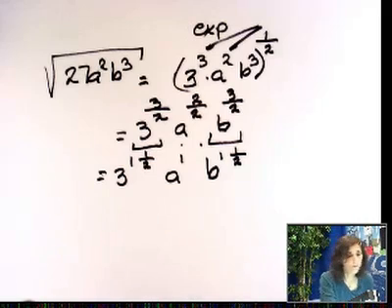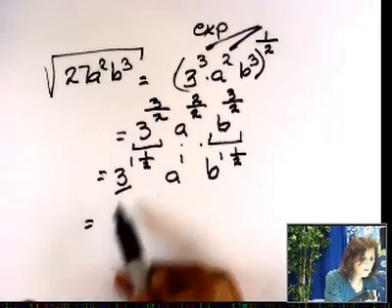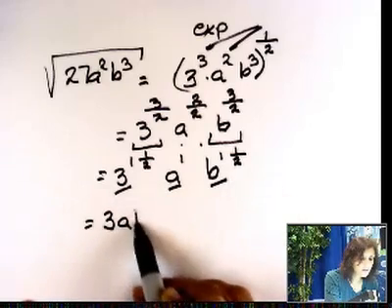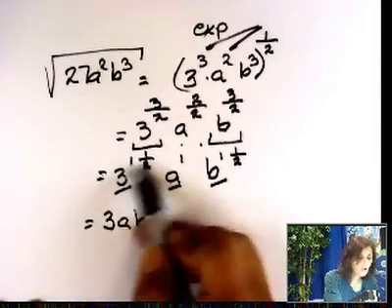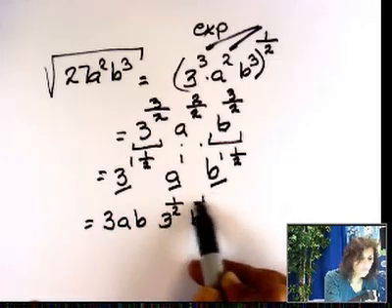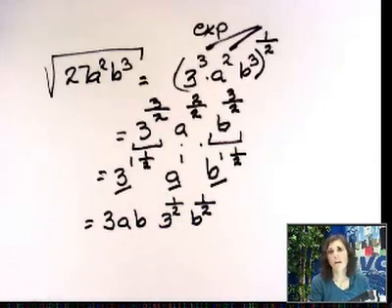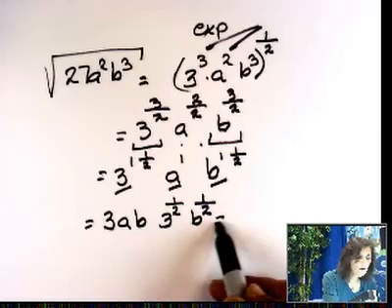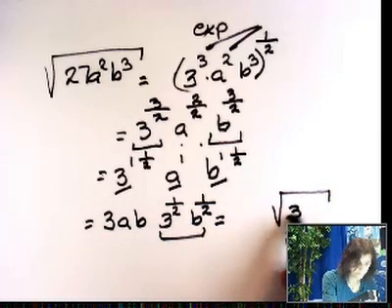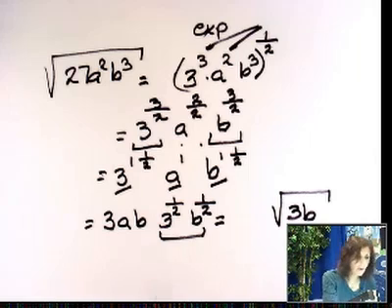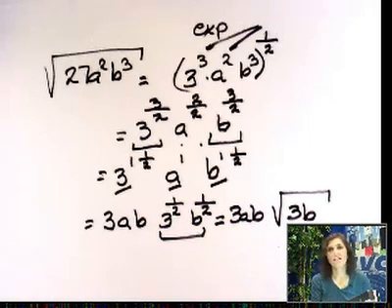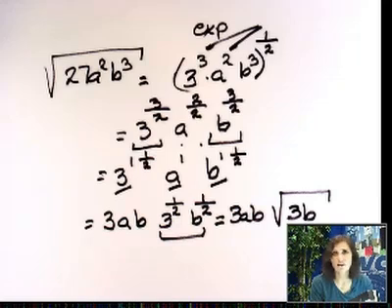Then take the whole numbers out. That's the 3 to the 1, which is 3. A to the 1, which is a. B to the 1, which is b. But then I also have those 3 to the 1/2 and b to the 1/2. Since the indices are the same, I can put them together under one radical. Okay, and what do I have in front of it? Guess what? I got the same answer. I just did it a little differently.